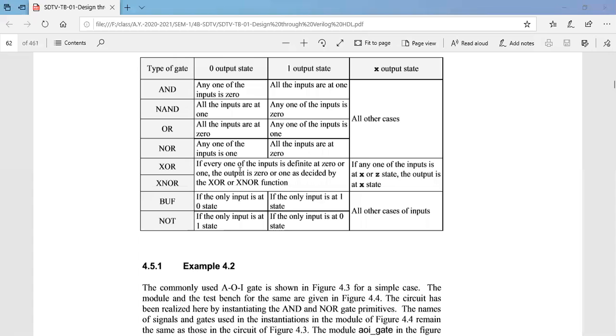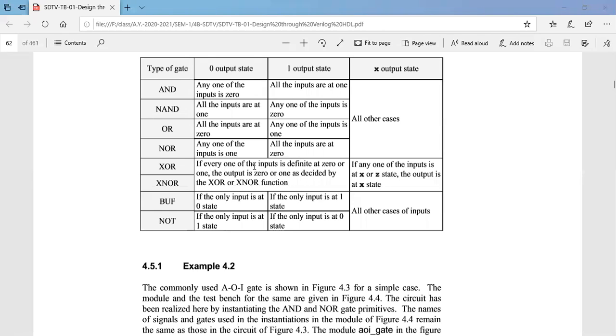This XOR is a little bit different, right? Either A or B, but not both. That means if we have two inputs, both should not be the same value, either 0 or 1. If all of the inputs are defined at the same value, 0 or 1, the output is 0.